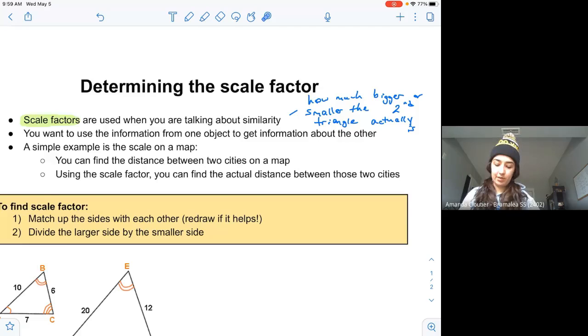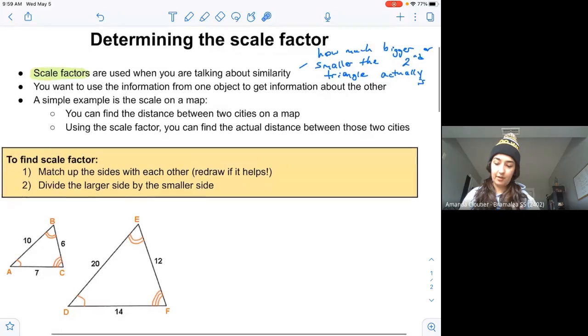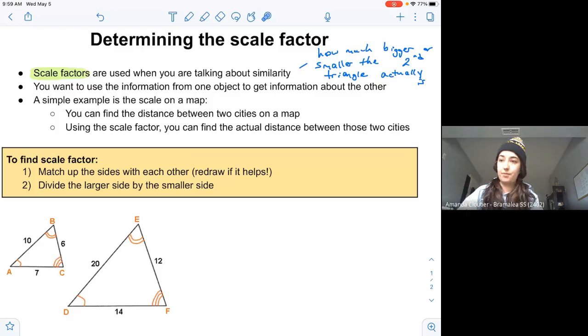I'm just going to scroll down here. I'm not going to go too far, so a lot of things are still going to be on the screen, but let's talk about how to find the scale factor. To find the scale factor, there are basically 2 steps. The first step is that we are going to match up the sides with each other. And sometimes it helps to redraw the shapes, especially if they've been rotated, and it's not as easy to identify which ones are the same and which ones are not.